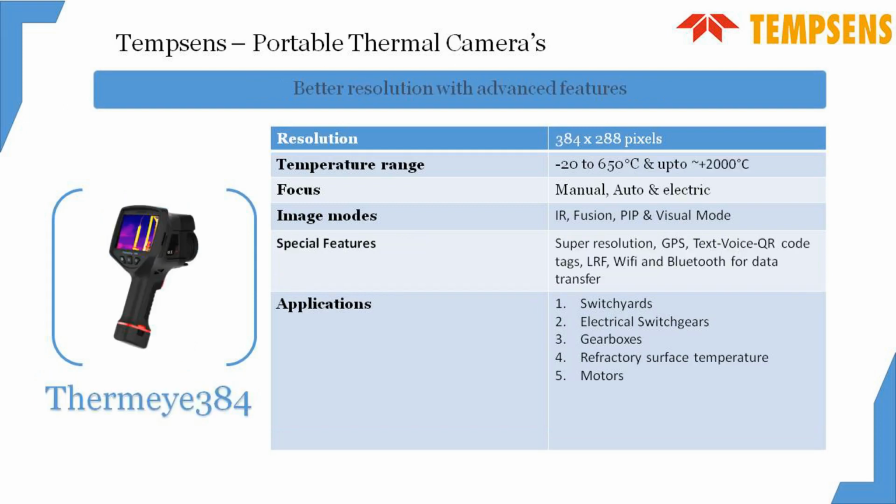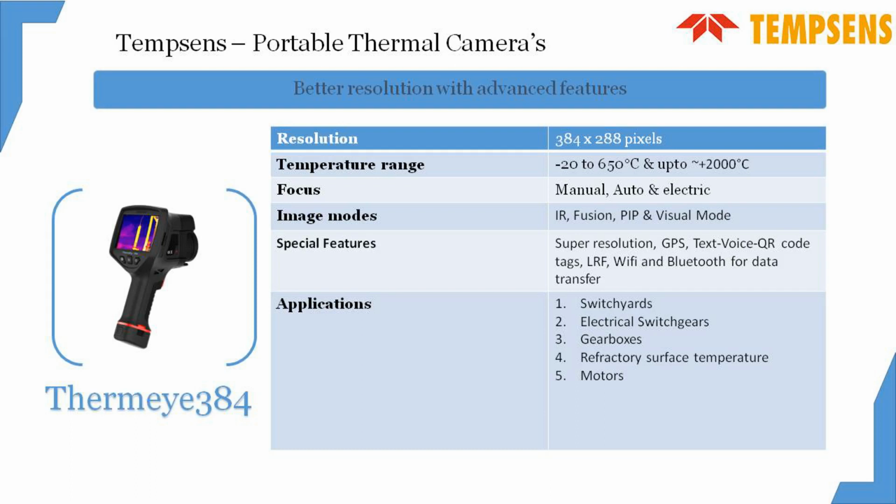Thermite 384, it is 384 into 288 resolution. Temperature range you will be getting up to 2000 degrees Celsius. Focus manual, auto and electric. Image modes: IR, fusion, PIP, that is picture in picture, and visual mode. Special features that this camera has are super resolution, GPS, text and voice QR tags with the image, laser range finder, Wi-Fi, Bluetooth, basically for data transmission. Applications: switch yards, electrical switch gears, gearboxes, refractory surface temperature and motors.